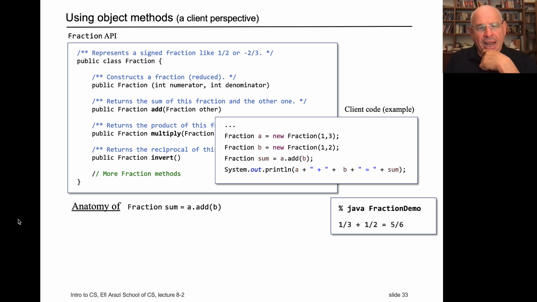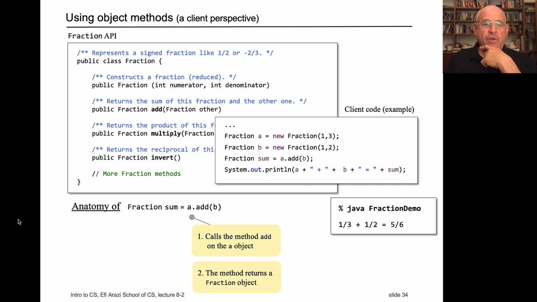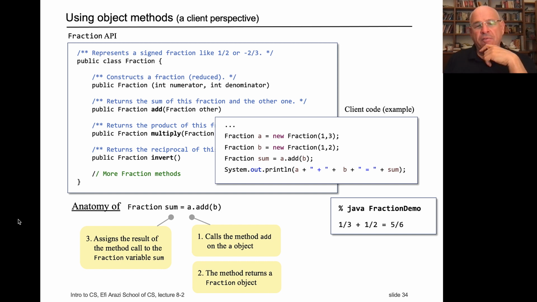So let's analyze this statement, sum equals a.add(b). First, we call the method add on the a object. This method is going to return a fraction object, as the API promises. And notice that this fraction object is going into the sum variable. So sum will now point to the address of the new object that add returned. Very elegant, I think. Very tight.